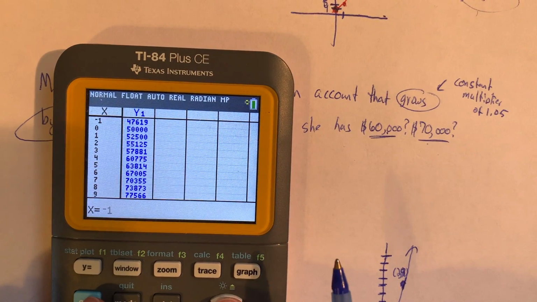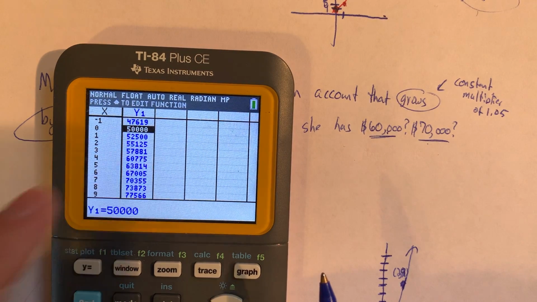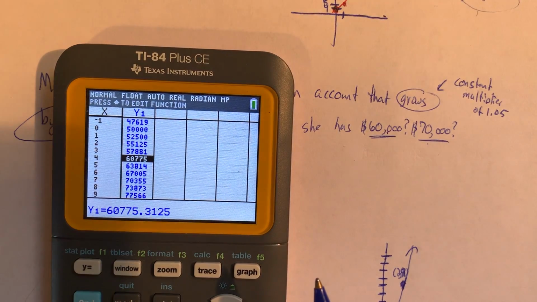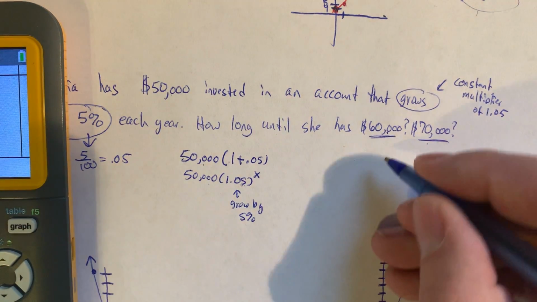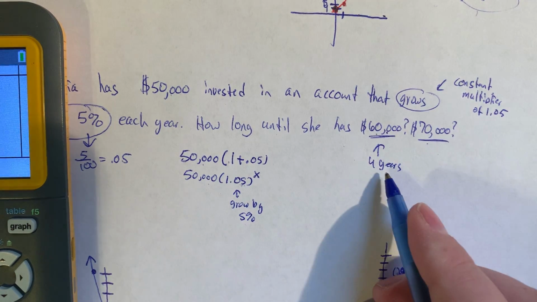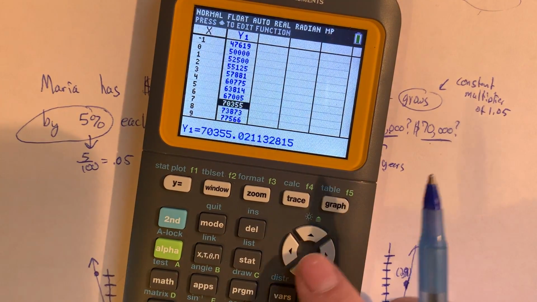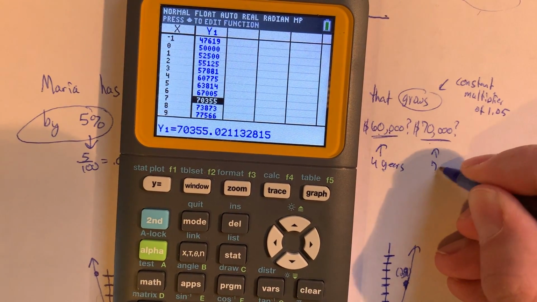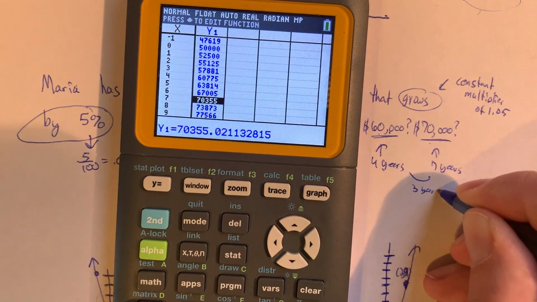And we'll look at our table, and here we are starting at 50,000, then 52,500. She gets to 60,000 after 4 years, right? So it takes her about 4 years to go up by 10,000. Does it take her another 4 years to go to 70,000? Let's see. She's at 70,000 in 7 years. It only took her 3 more years to go up to 70,000.